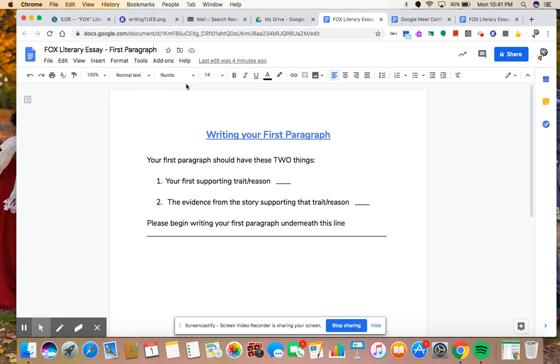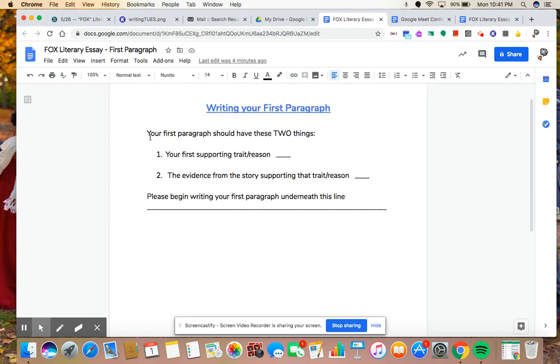So this is where we are going to be typing our first paragraph. It looks kind of like how we did our introduction, and I wanted to keep it consistent like that. So again, it has up here the directions. It says your first paragraph should have these two things: your first supporting trait / reason, with a little space for you to put the X once you've written it, and the evidence from the story supporting that trait / reason. Then it has the line here for the little X. And it says, please begin writing your first paragraph underneath this line.